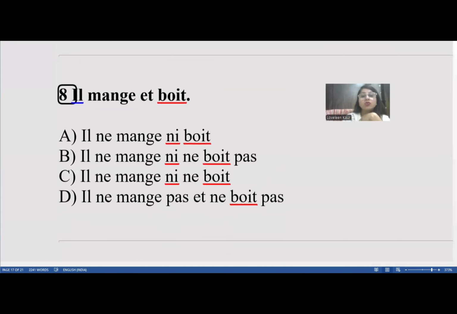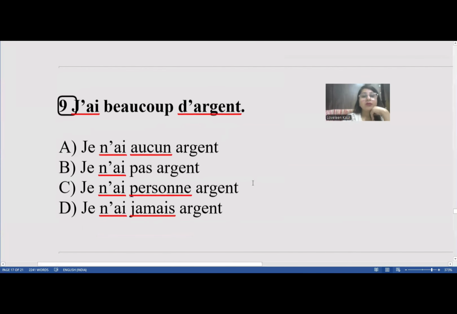Okay, so this is il mange et boit. He eats and drinks. What will come? This is the first part. Il ne mange ni ne boit. Right? Il ne mange ni ne boit, non. Il ne mange pas et ne boit pas, non. So, it will be il ne mange ni ne boit. D'accord?